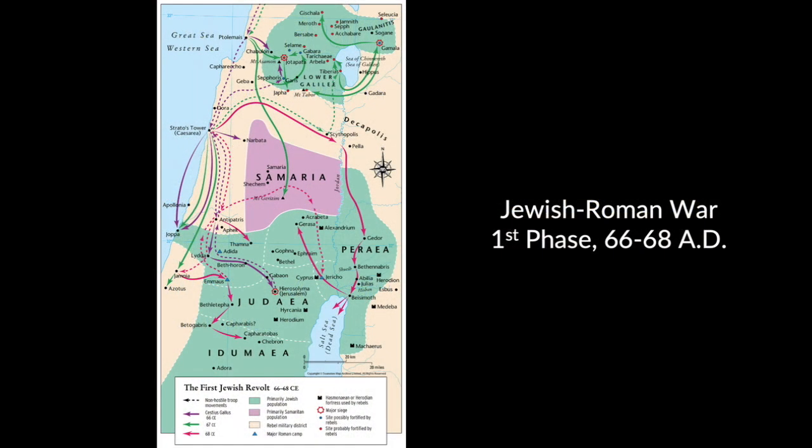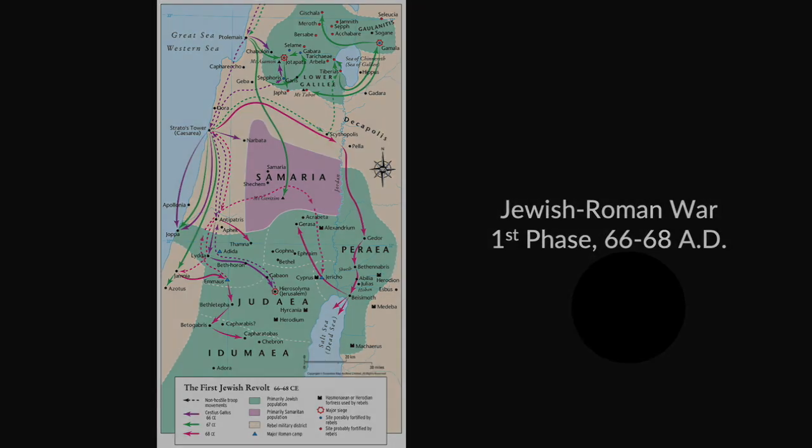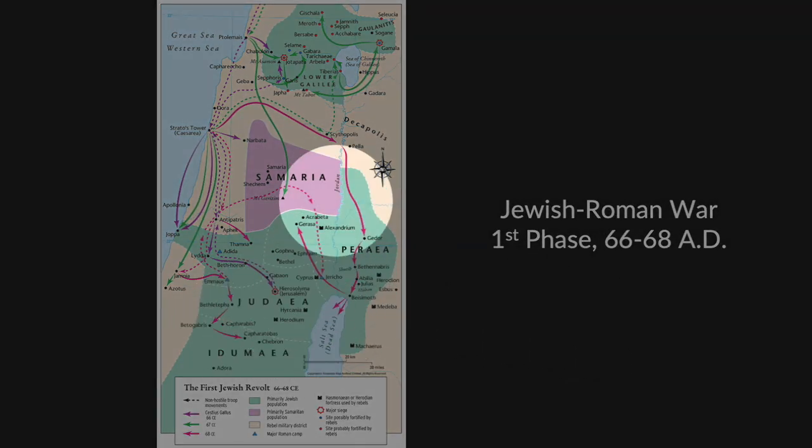All right, let's show a map here. This is the first phase of the Jewish-Roman War. At least I got the date right here, right? 66 to 68 AD. There's some military activity down here in the south, okay? But most of the military activity is up here in the north. And so there's fighting. There's a siege at Jotapata and some other places as well. There's one over here at Gamla. We're going to see a picture of that in just a moment.